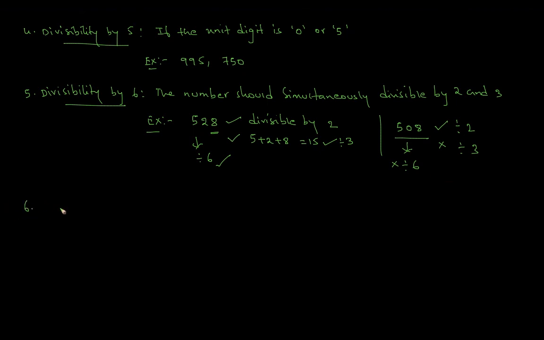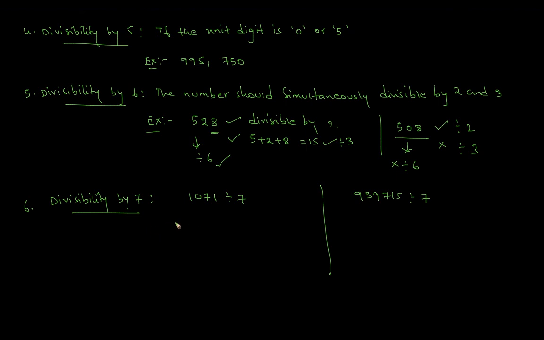Now 6, divisibility by 7. For the divisibility rule for 7, we have two methods. By taking examples, I will explain the methods. 11071 is divisible by 7 and the other number is 939715, which is divisible by 7.